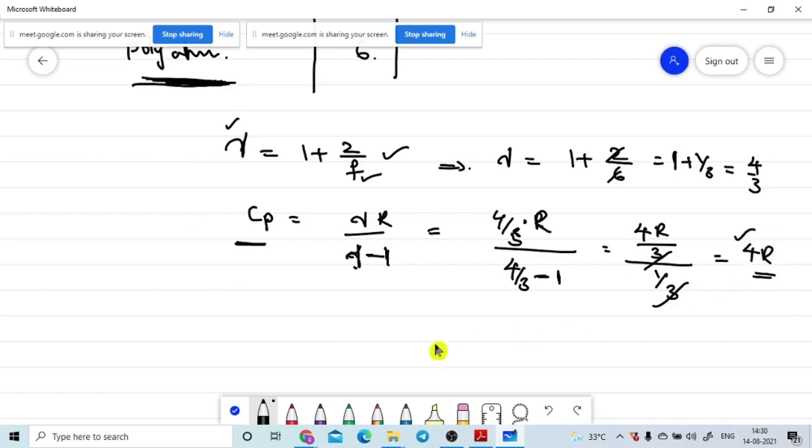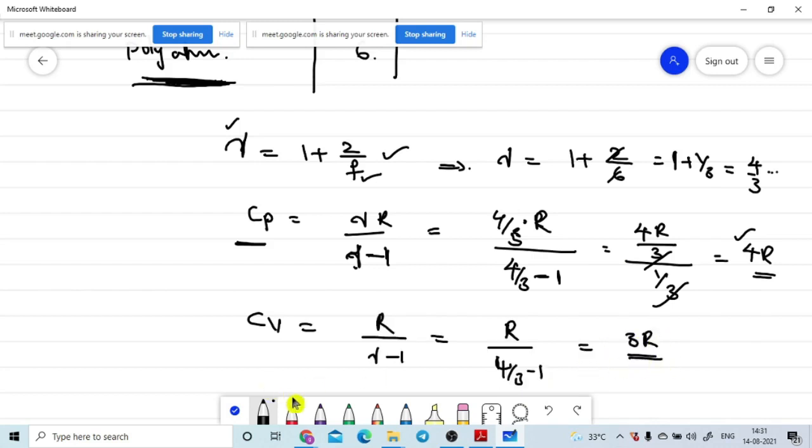They may ask like that in your examination. What about the CV value? CV is equal to R divided by gamma minus 1. Gamma we already found. That is equal to R divided by 4 by 3 minus 1, which is 1 by 3, so CV is equal to 3R.